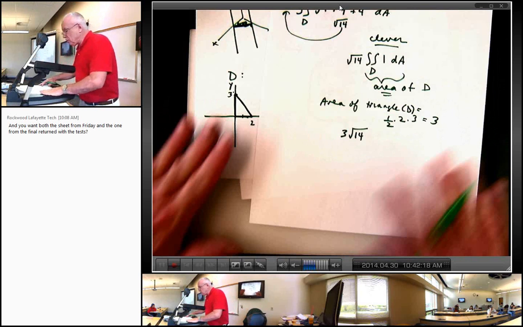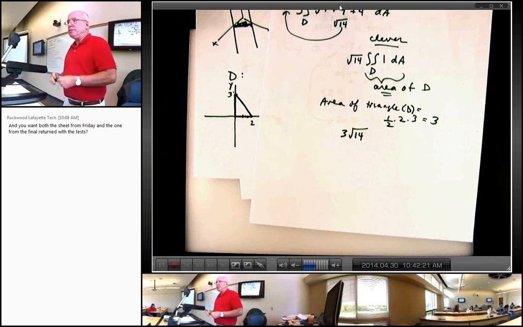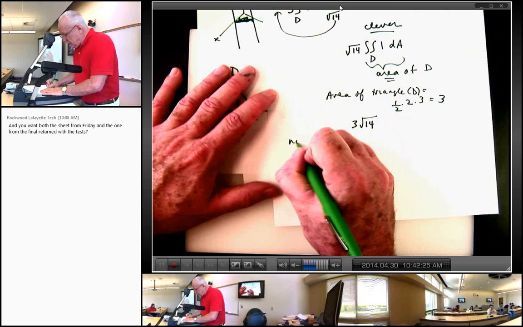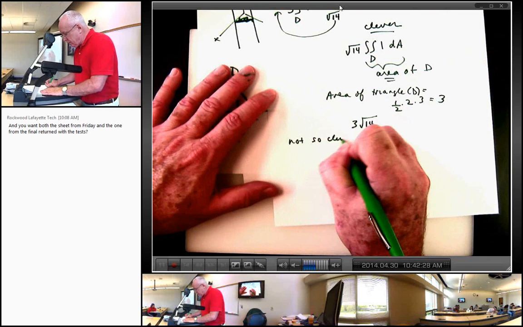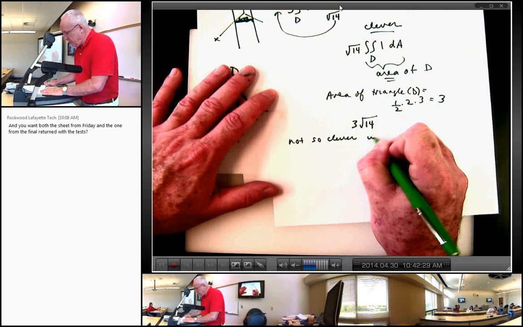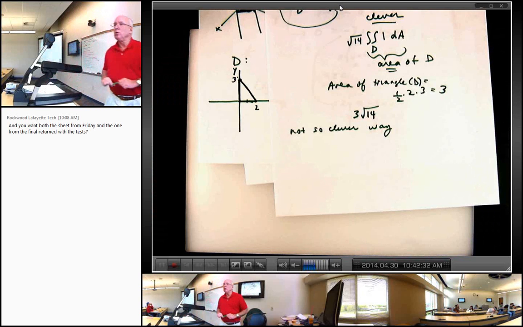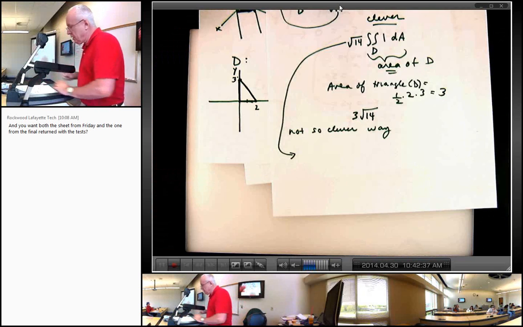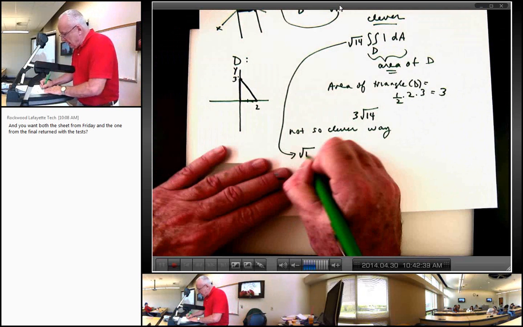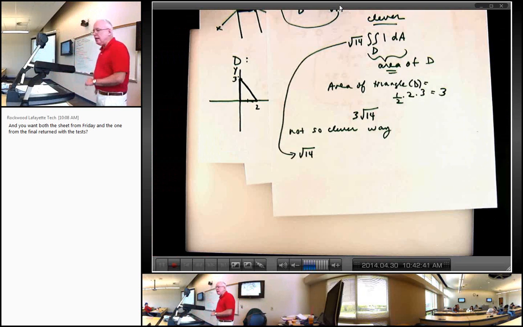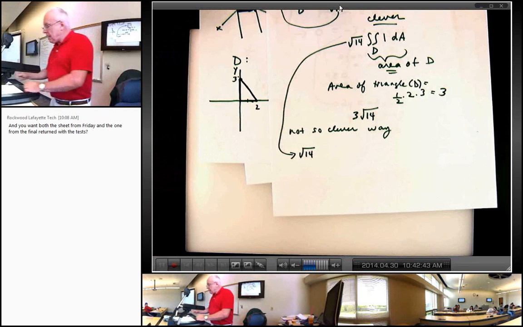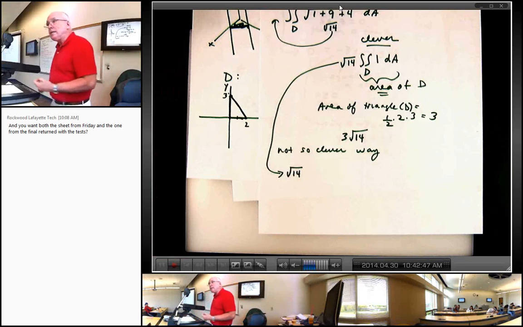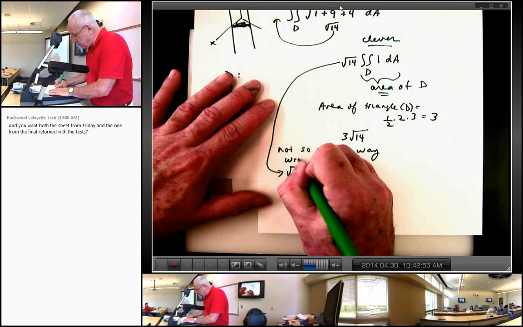Now let's suppose we just don't quite pick up on that, and we just go on the usual way. So let's just put this as the not so clever way, but it'll still work. All right, so let's take this here, and I'm just bringing that square root of 14 out. And now remember, if we're going to evaluate this double integral, we have to write it as an iterated integral.